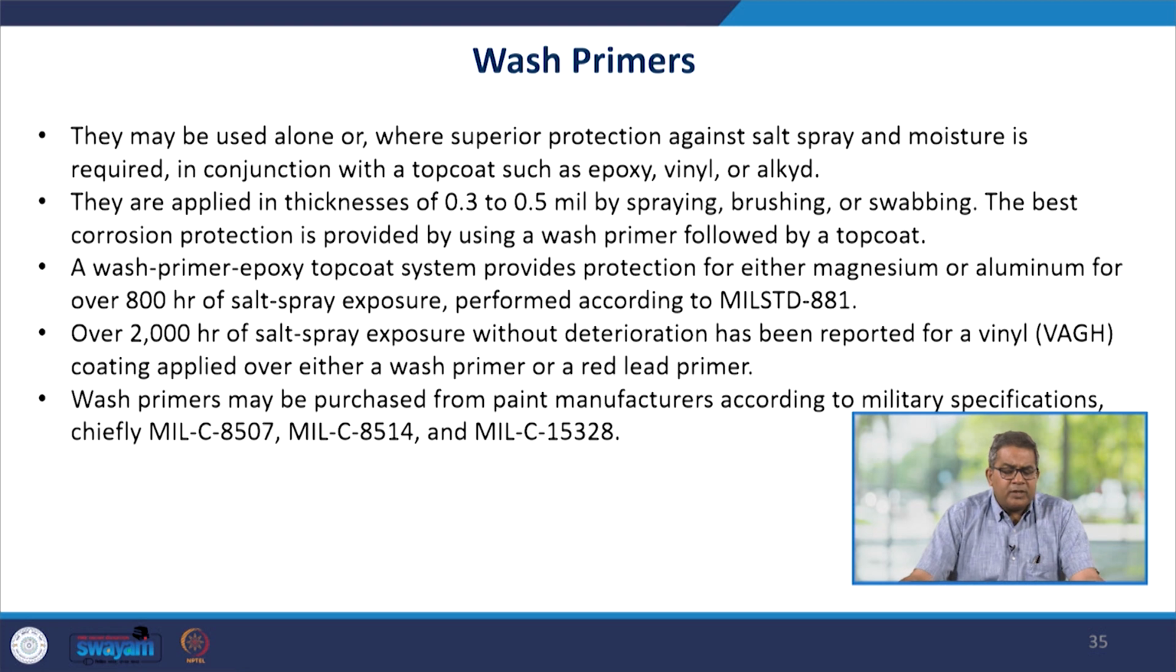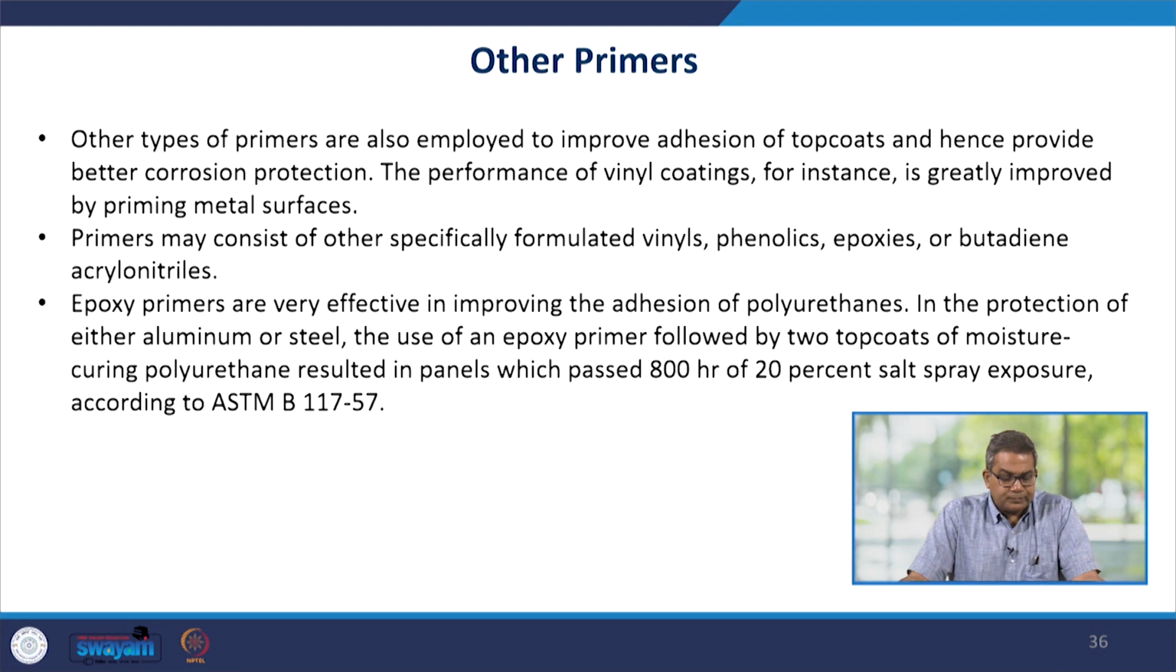Now, these wash primers may be used alone, or, where superior protection against salt spray or moisture is required, in conjunction with a top coat such as epoxy, vinyl or alkyd. A wash primer top coat system provides protection for either magnesium or aluminum for over 800 hours of salt spray exposure. Over 2000 hours of salt spray exposure without deterioration has been reported by some scientists for vinyl coating applied over either wash primer or a red lead primer.